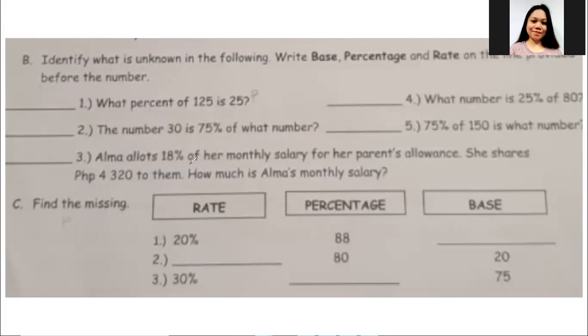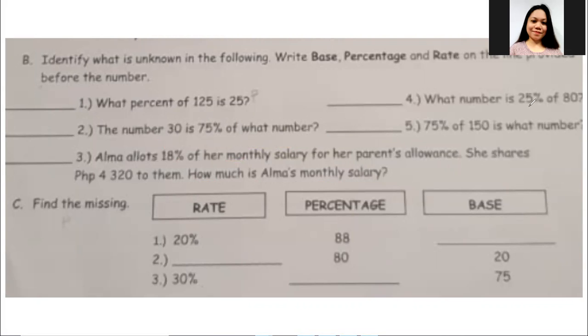Alma allots 18% of her monthly salary to her parents' allowance. She shares 4,300 with them. How much is Alma's salary? Well, this is a percentage sign, so this must be the rate. Of her monthly salary, so her monthly salary is your base, because that's right after the word of. She shares blah blah blah with them. How much is Alma's monthly salary? So therefore you're looking for the base for that one. Okay, I hope that's clear.